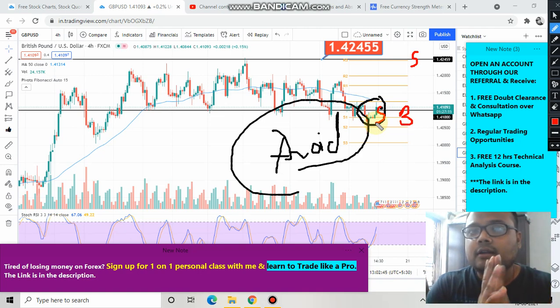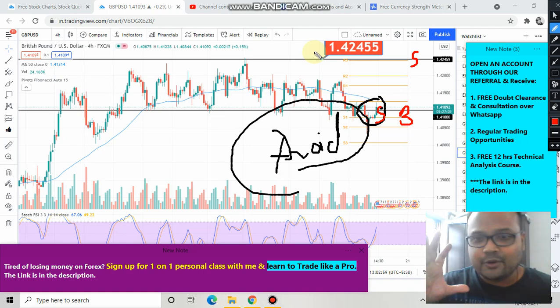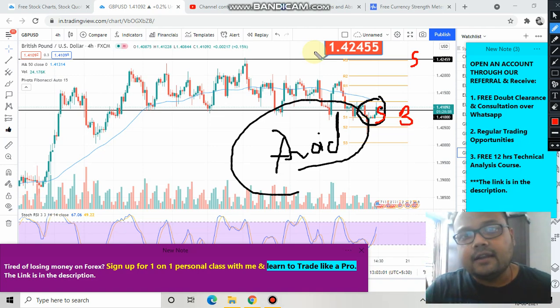Never risk your money on a chart that you do not understand. So avoid GBP USD as of now and just observe the price, whether it succeeds in gaining its position in the range or not. If it starts trading in the range again, then we know what we need to do. But as of now, avoid GBP USD. Hopefully you have understood.